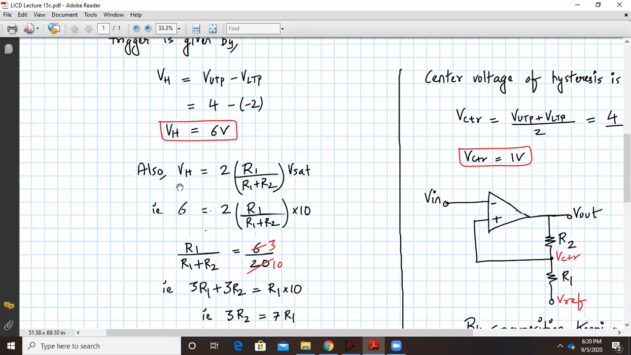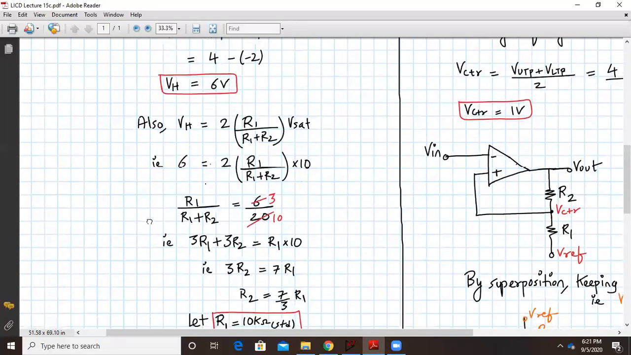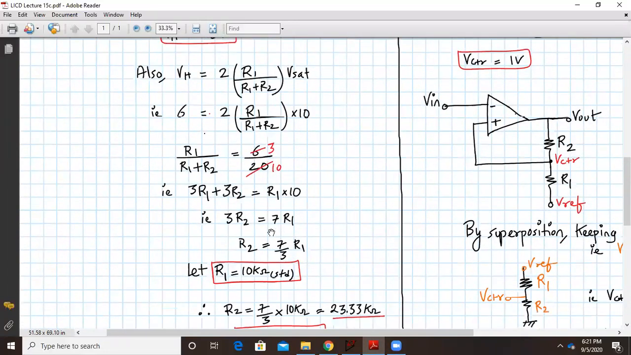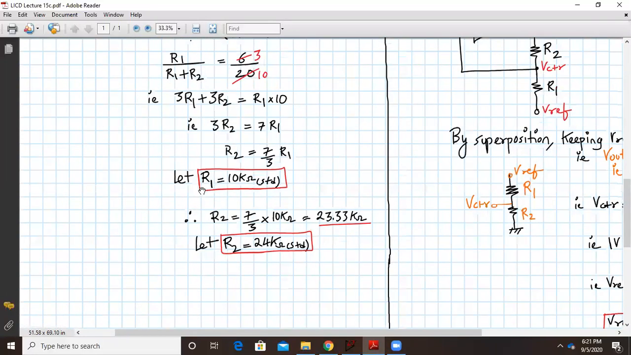Also, the hysteresis voltage for an inverting Schmitt trigger is given by twice R1 upon R1 plus R2, into VSAT. That is, 6 is equal to twice R1 upon R1 plus R2, into 10. So we can equate it, and finally we algebraically solve it and we get R2 is equal to 7 by 3 times R1. We substitute R1 as 10K standard, and R2 comes out to be 23.33. We can consider the nearest standard, that is 24 kilo ohms. So the R1 value is 10 kilo ohms, and the R2 value is 24 kilo ohms.